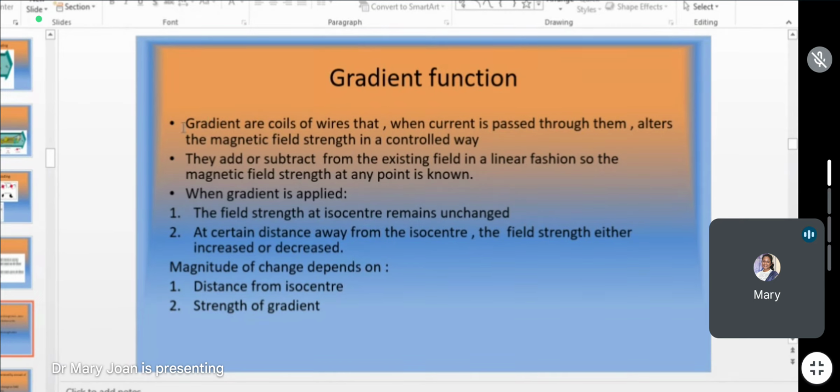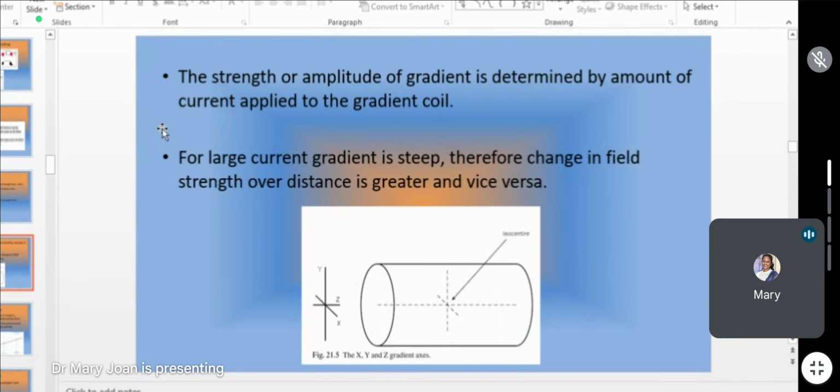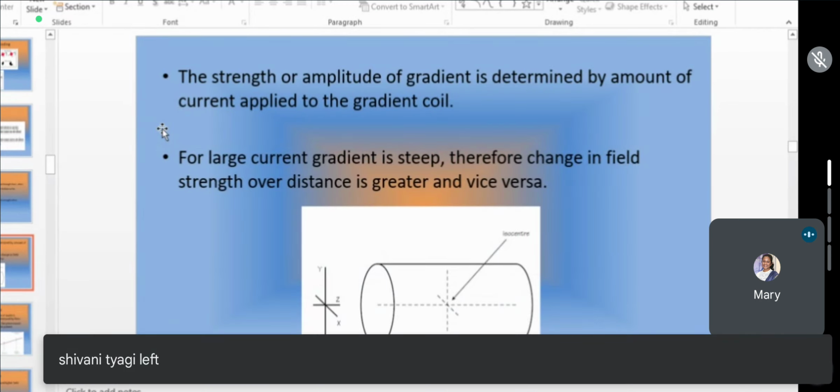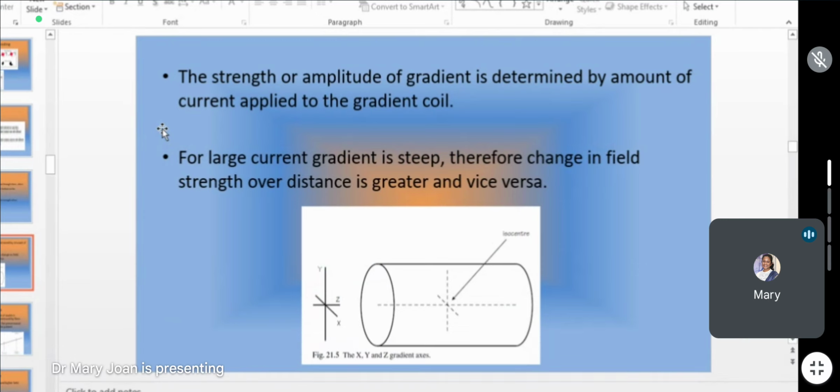When the gradient is applied, the field strength at isocenter remains unchanged, whatever phase it is, whichever direction. And at a certain distance away from the isocenter, the field strength either increases or decreases. And the magnitude of change depends on the distance from the isocenter and strength of the gradient. So this is a three-dimensional process but represented in a 2D picture. So you have to imagine yourself in three dimensions, that's all.